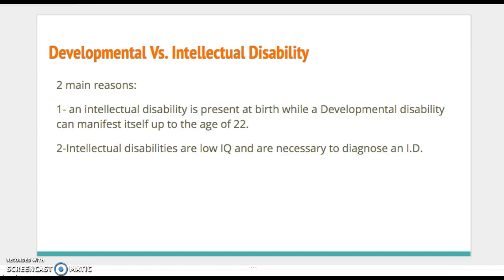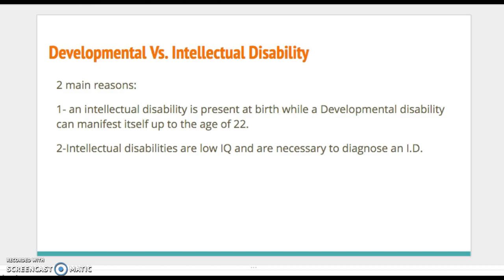The first one being that an intellectual disability is present at birth, while a developmental disability can manifest itself up to the age of 22, which isn't necessarily true because, as we explained before, an intellectual disability can manifest itself up to the age of 18.